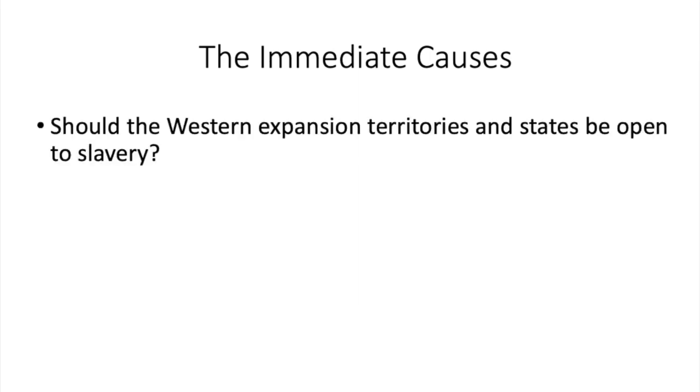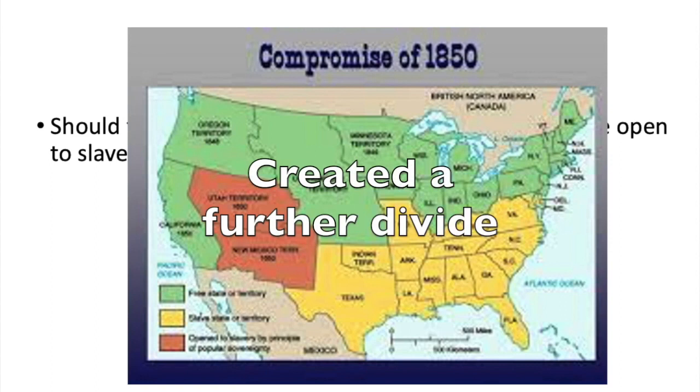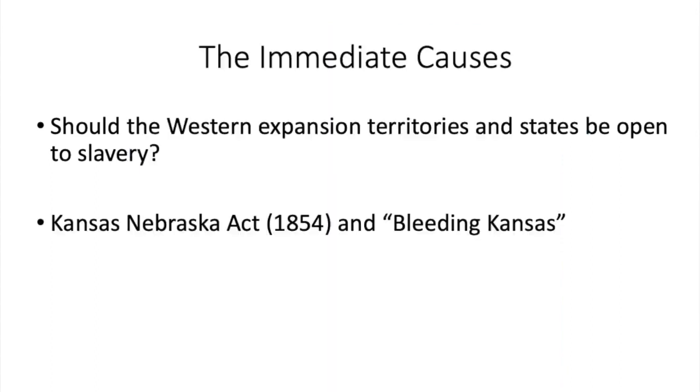Now for the immediate causes of the Civil War, or the more specific events that actually led to the war. So a big question: should the Western expansion territories and states be open to slavery? The South thought it should be, and the North thought it should not be. The Compromise of 1850 did preserve the balance of power in Congress between slave states and free states, but created a further divide between the North and the South on the issue of slavery.